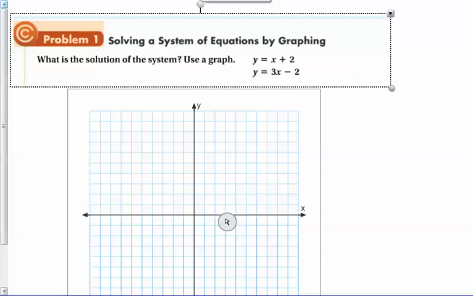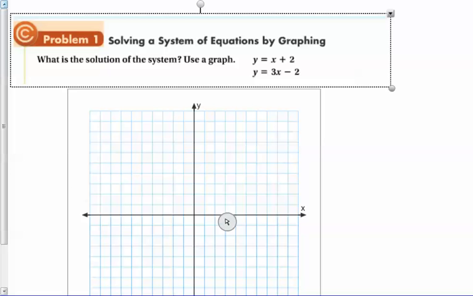Okay, so on this one, we are going to be discussing solving a system and what a system really is. A system of linear equations is basically two lines being graphed at the same time. A solution to a system is where those two lines cross. So that's how you figure it out.